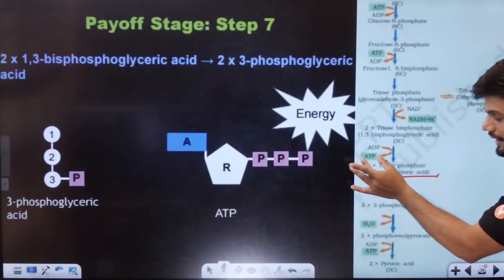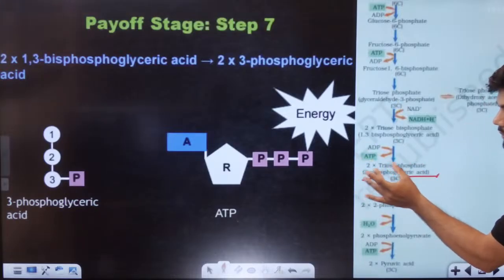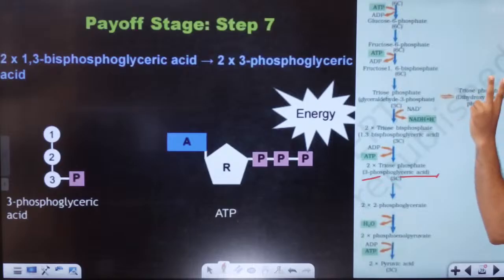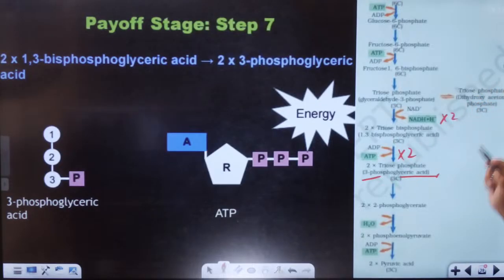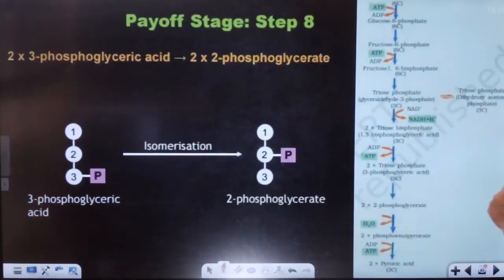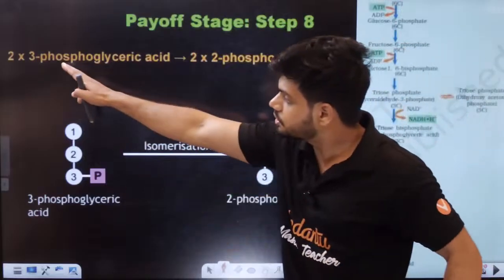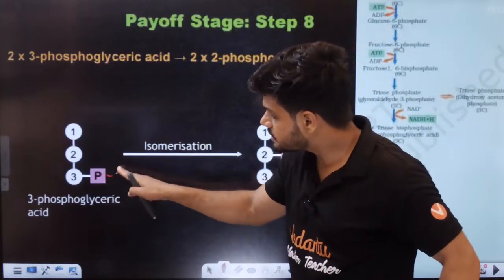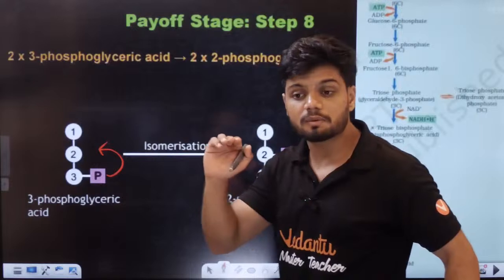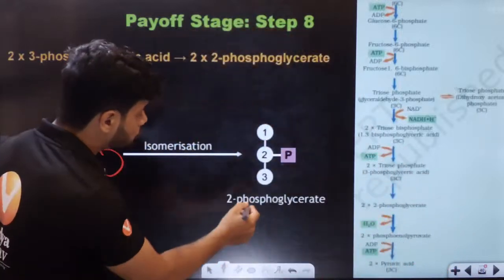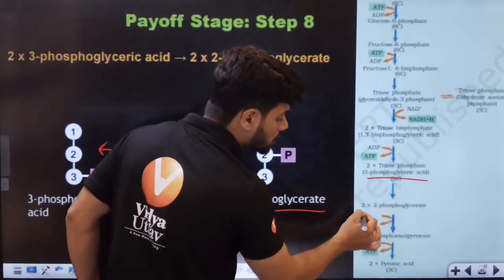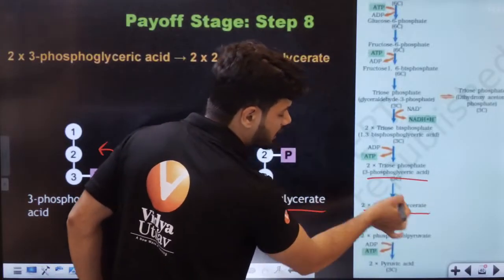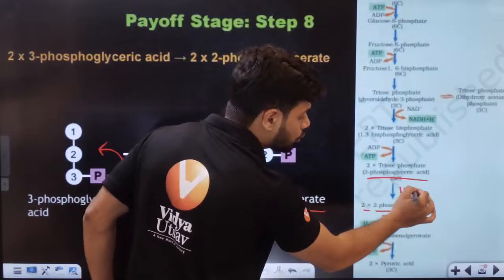Now students, this 1 ATP is for 1 molecule transfer. But do we have 1 molecule? No, we have 2 molecules. So 2 ATP, and 2 NADH here also. Now students, what happens? Next step is again isomerization. Now 3 phosphoglyceric acid, this 3 is transferred over, so 3 will become 2 phosphoglycerate. So from 3 phosphoglyceric acid to 2 phosphoglycerate becomes again isomerization, no energy transfer.